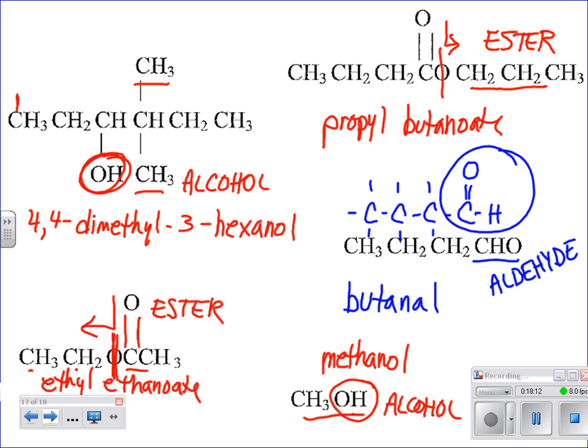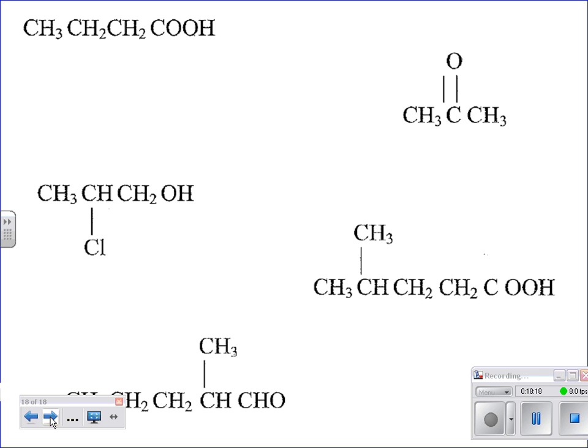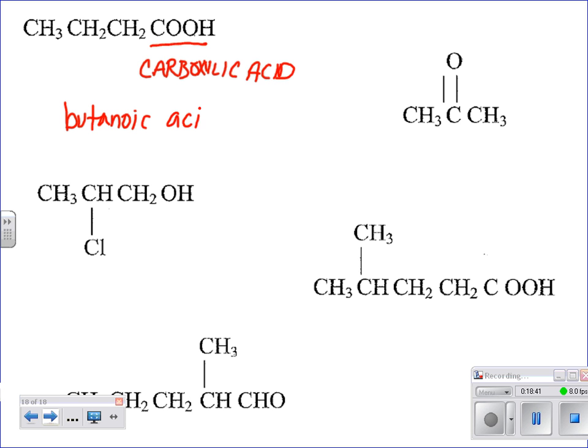So those condensed structural formulas can sometimes be a little tricky. Just watch out for those. Here is another example where we've got that condensed structural formula, but hopefully you can look at that and realize that that's going to be a carboxylic acid. And we've got 4 carbons, so that's going to be just butanoic acid.